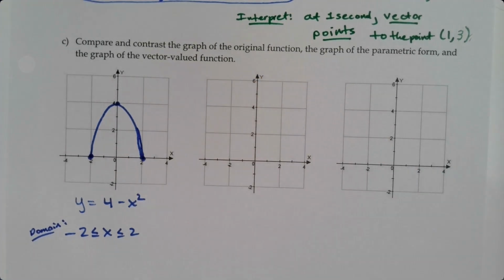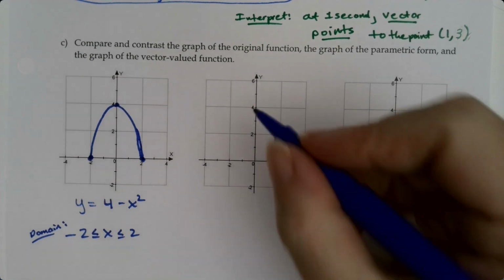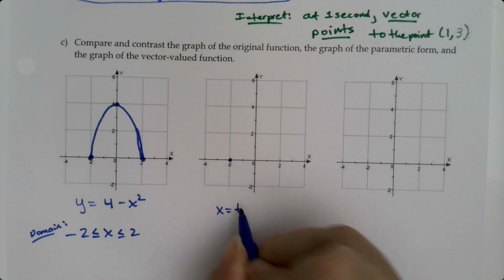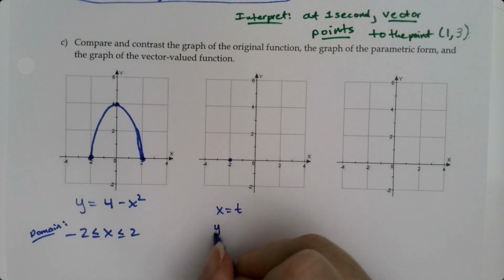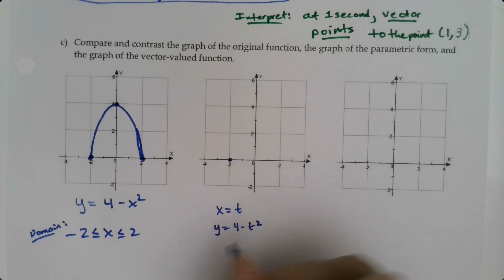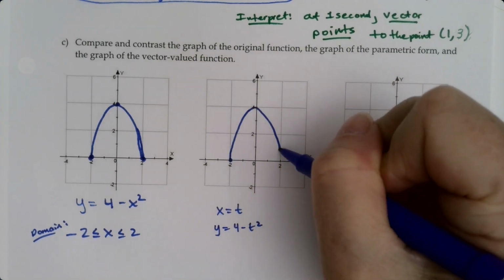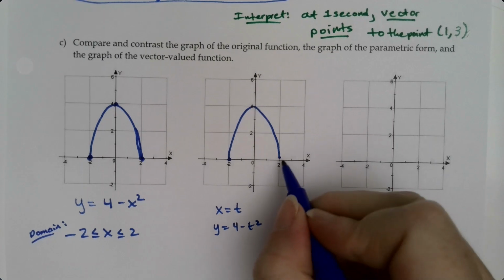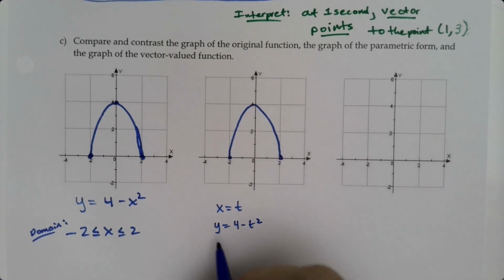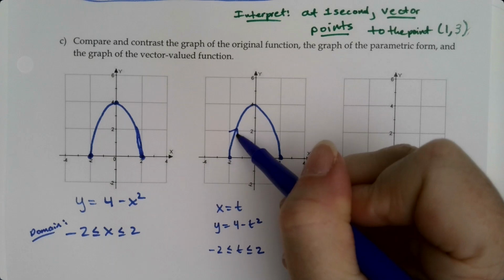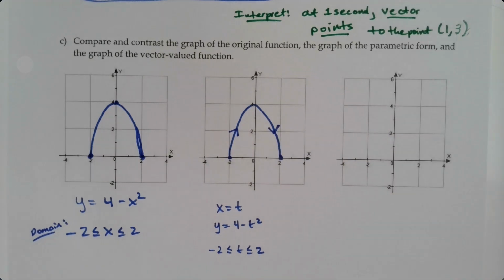Okay, now, in parametric form, it went a little differently. So you'd say x equals t, y equals 4 minus t squared. So it has the same shape, but it has direction. So negative 2 is less than or equal to t, which is less than or equal to 2, means that it's going to move this way.